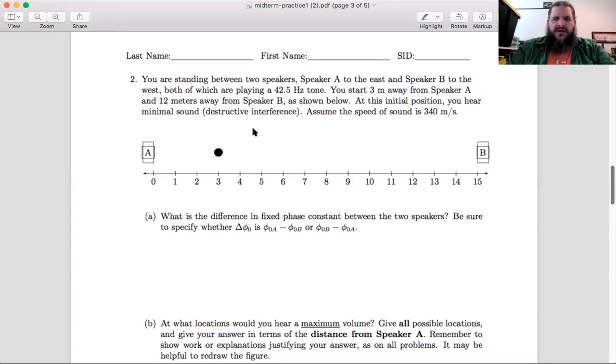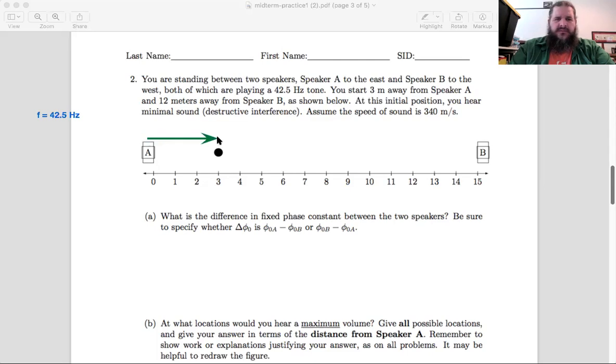So to start with, we are 3 meters away from speaker A and 12 meters away from speaker B. We also know the frequency, 42.5 hertz. So just listing out what we know, frequency is 42.5 hertz. If you're standing at this location, wave A is traveling 3 meters, so let's call that XA. And then wave B is traveling 12 meters to get to your location.